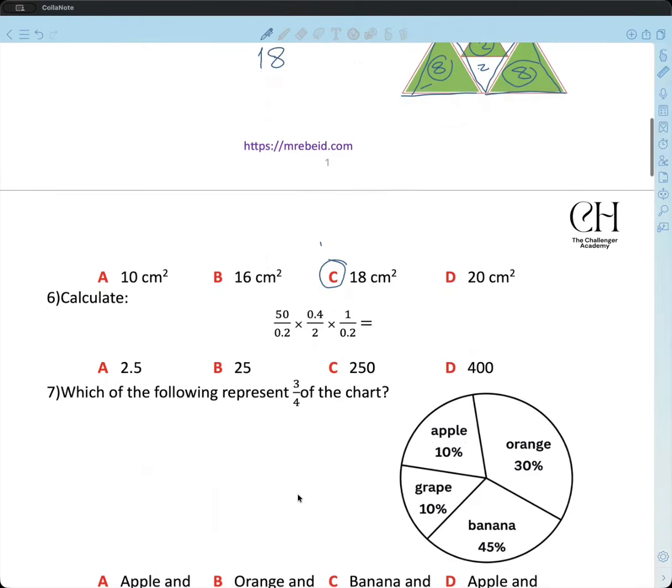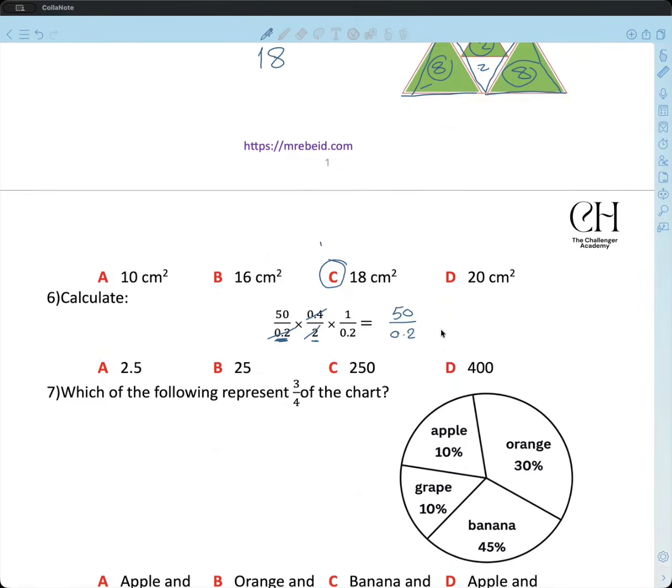Let's move to question 6. Calculate 50 over 0.2 times 0.4 over 2 times 1 over 0.2. We have several methods to answer this question, but I prefer if we multiply 0.2 times 2, it will be 0.4. You can eliminate 0.4 with 0.4 from the numerator. Now we have 50 times 1, which equals 50 over 0.2.